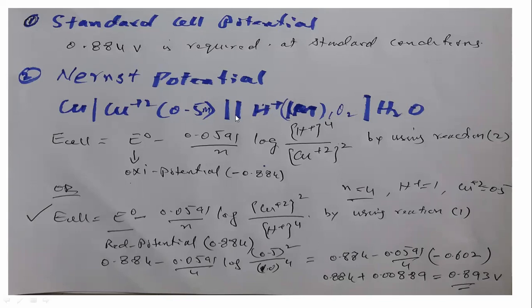But to have a difference from the standard cell potential, I am just changing one of the concentrations, and then I am going to see what is happening with the cell potential, and this is called the Nernst potential, because we will be using the Nernst potential to calculate the cell potential other than the standard conditions. So this is the cell. Again, this is another form to write the cell notation. This is also international practice.